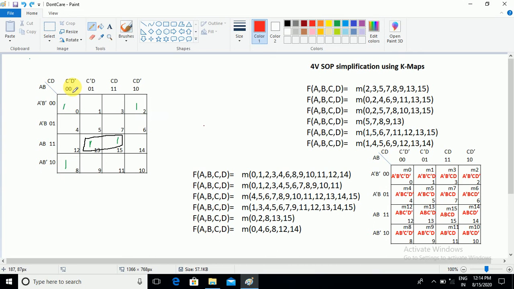The next problem: 0, 4, 6, 8, 12, 14. Here it is very easy; directly we can create a 4 cell group. After that, by folding the paper vertically, this also creates one group. Now this is the answer for the last problem.